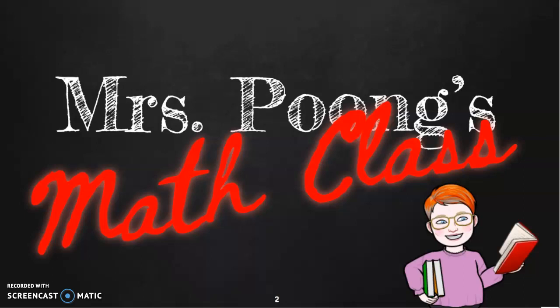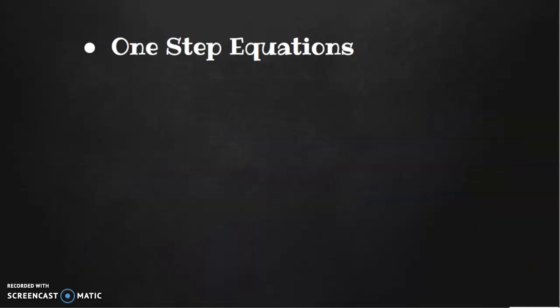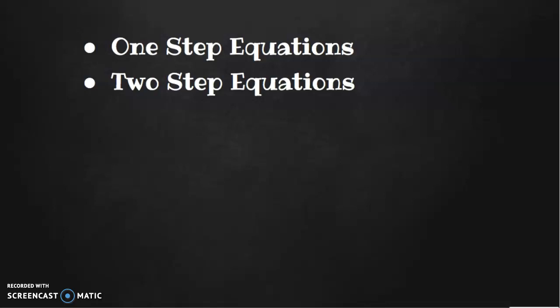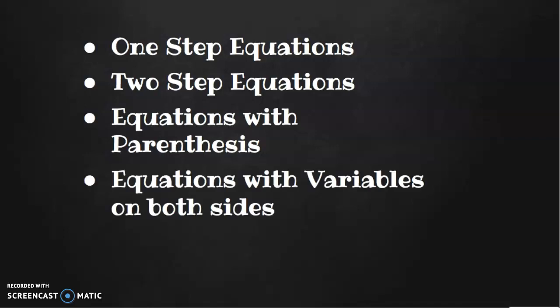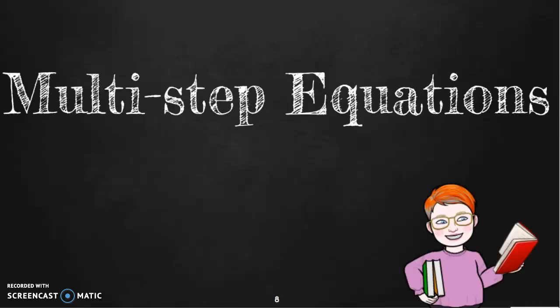We have already studied many types of equations. We've looked at one-step equations, we've looked at two-step equations, we've looked at equations with parentheses, we've looked at equations with variables on both sides. Now we're going to move on to a new kind of equation. This combines all the steps that we've done before.